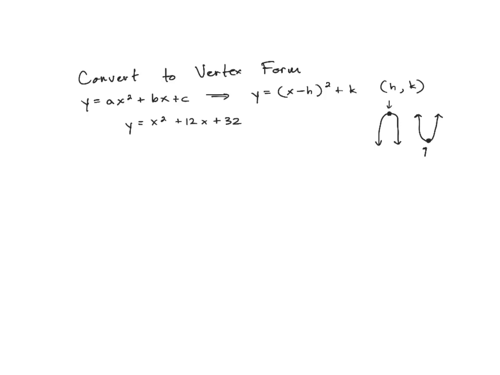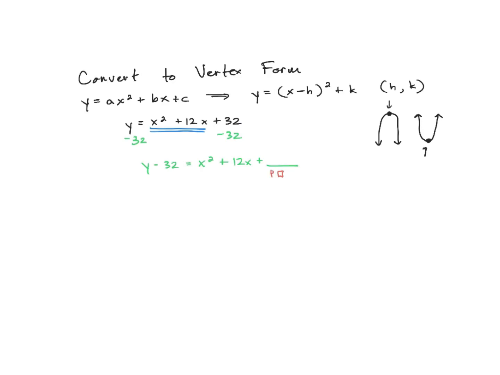want to do is use some of the tools and skills we learned from completing the square. Now, in order to do that, what I want to do is get this complete the square piece, we'll call it, by itself. So what I'm going to do is subtract 32 from both sides. And I'll rewrite that as y minus 32 is equal to x squared plus 12x. And then I have that space here to put in my perfect square. This is where my perfect square is going to go.